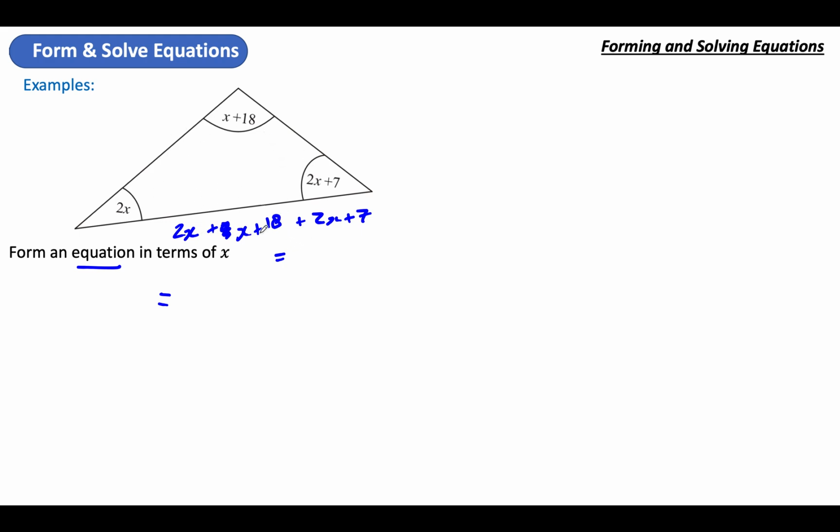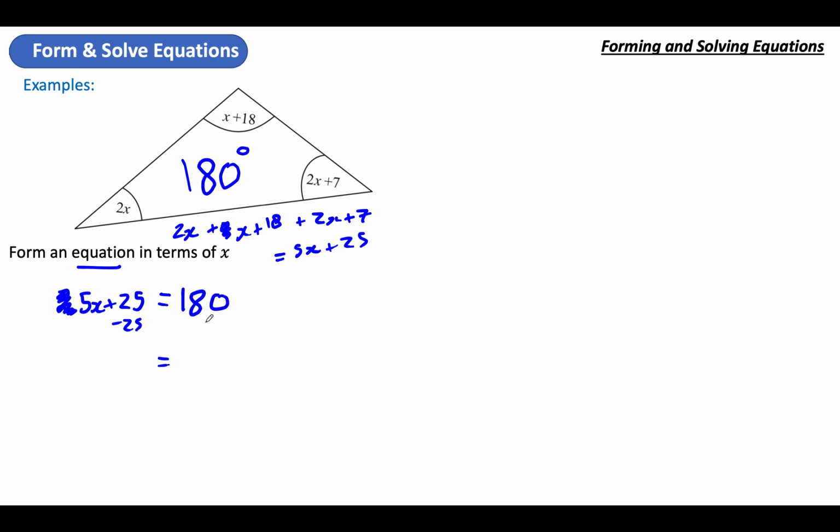Whilst you're thinking about that, I'm just going to add these up. 2x plus x is 3x, plus another 2x is 5x, and 18 plus 7 is 25, right? So I've got my expression for adding those together, 5x plus 25, but what do they equal when I add them together? They are angles in a triangle, so they equal 180 degrees when you add them together. It's built into the question what we're going to do to make an equation. There's my equation. So sometimes, particularly when it isn't perimeter, when it's angles, it's built in what they should equal. It's built into the question.